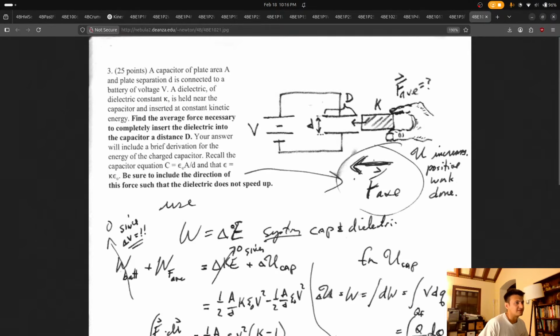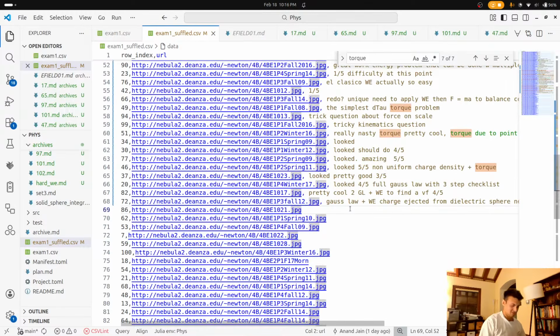I'm going to bet that this thing is not really on there. But it could be. Maybe I should do one of these. A capacitor of plate area A and plate separation D is connected to a battery voltage V. A dielectric of constant K. No, this is not going to be on there. Yeah, I'm going to skip this one. There might be another one in the future, but this is a kappa dielectric. Skipping.